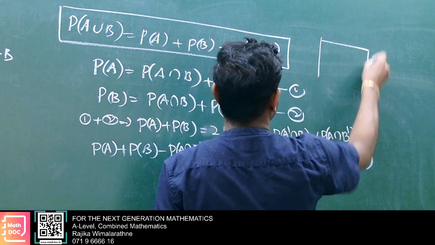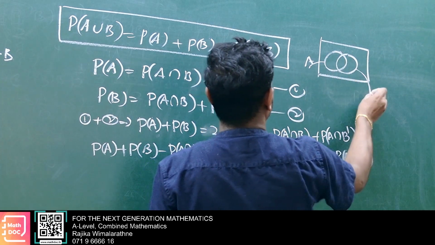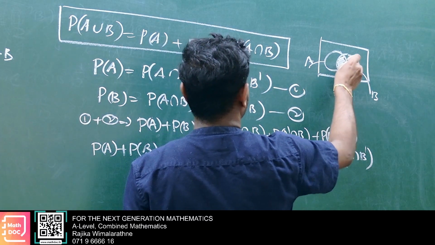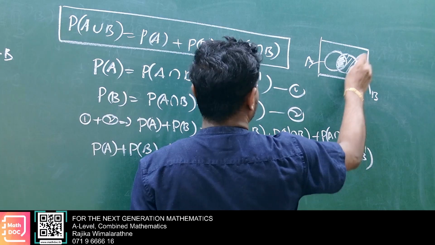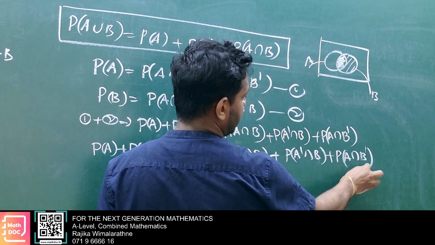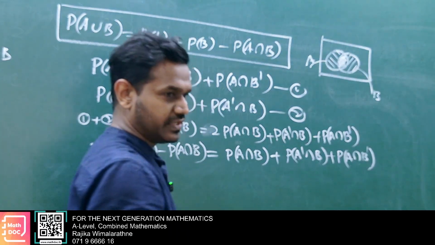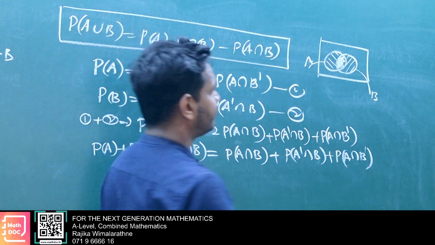See, here A, here B. A ∩ B is this. A' ∩ B means only B, here this. A ∩ B' means only A, here this. They are mutually exclusive, no? Those events are mutually exclusive.